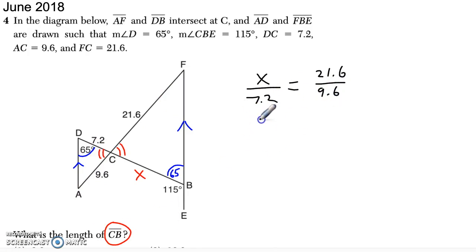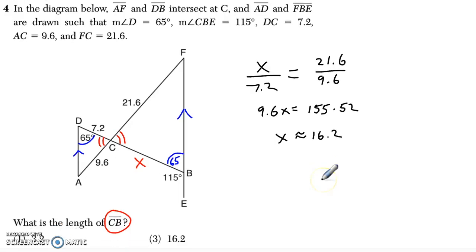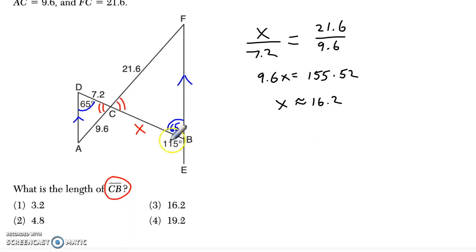Cross multiplying here, I'm going to get 9.6x equals 155.52. That, of course, just use your calculator for. And that'll give you x is equal to about 16.2 when you solve. So I'm just going to scroll down a little, show you the choices. Here we go. 16.2 is actually choice 3. Double check that that is, in fact, CB, right? That's what we labeled x as, what they wanted. So that's going to be our answer.